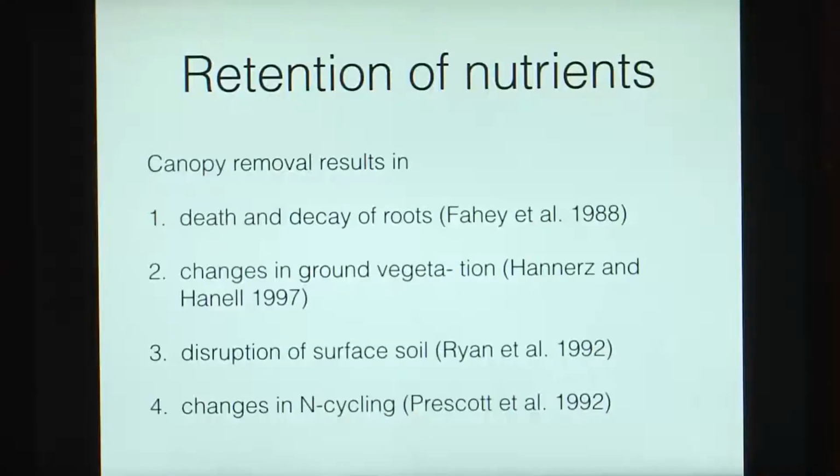Now, if you remove the canopy from a site, it would result in the death and decay of roots. So, how do you remove a canopy? You could just clear fell a forest. So the removal of its top layer would result in the death and decay of the roots as well, because now the roots are not getting any nutrients. It would result in changes in ground vegetation.